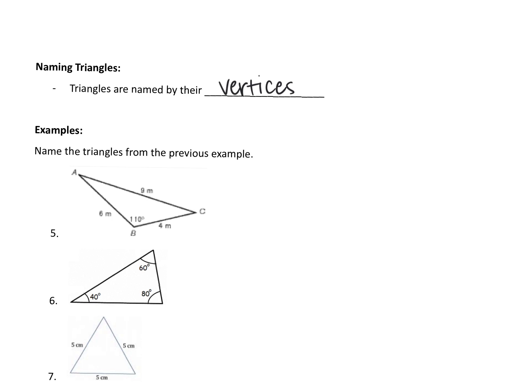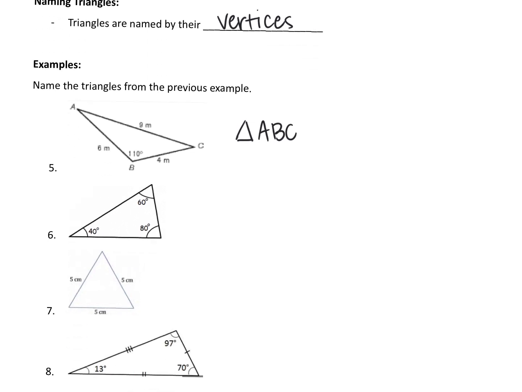So we're going to name the triangles from our previous example. We use a little triangle symbol to say that we're talking about a triangle, and then I can pick any starting point. So I'm just going to call this triangle ABC. I could also call it triangle ACB, BCA, BAC, CAB, or CBA. There are 6 ways to name this triangle. There's not just one correct way. And it's going to work the same way for all of the triangles we do. There are 6 ways to name a triangle.